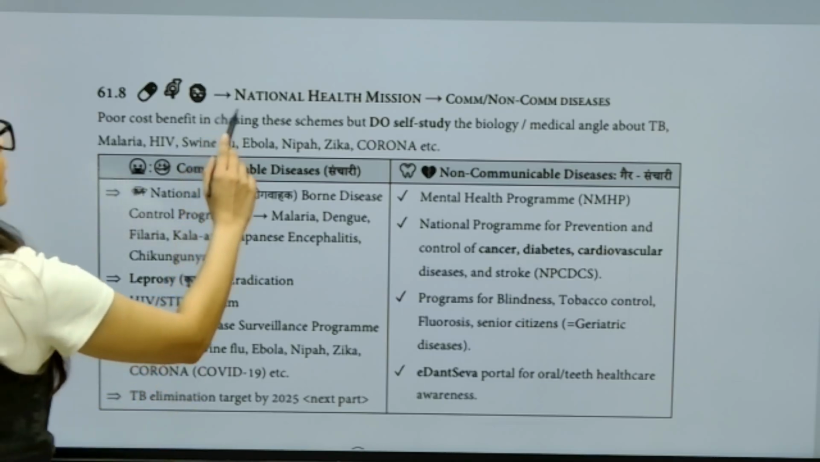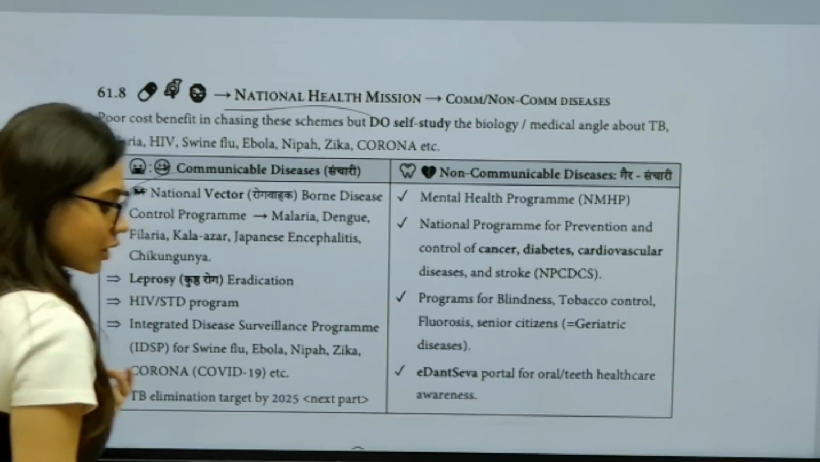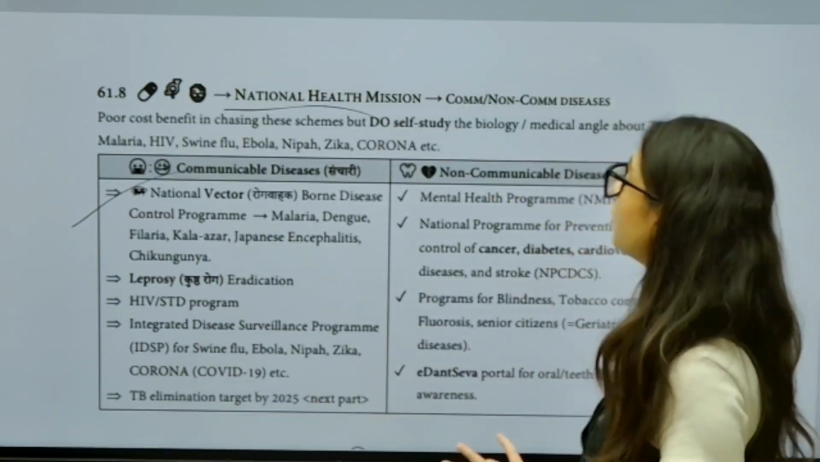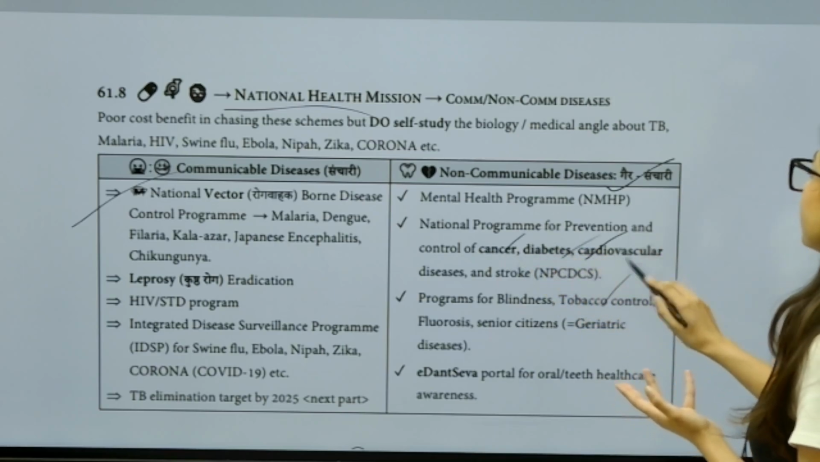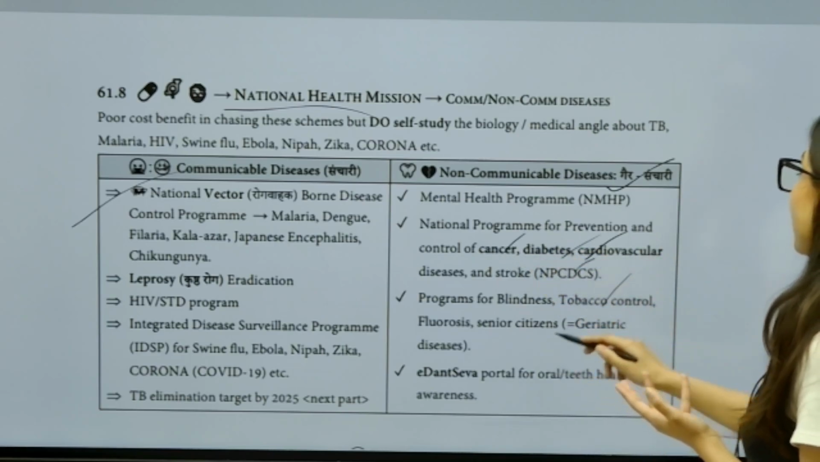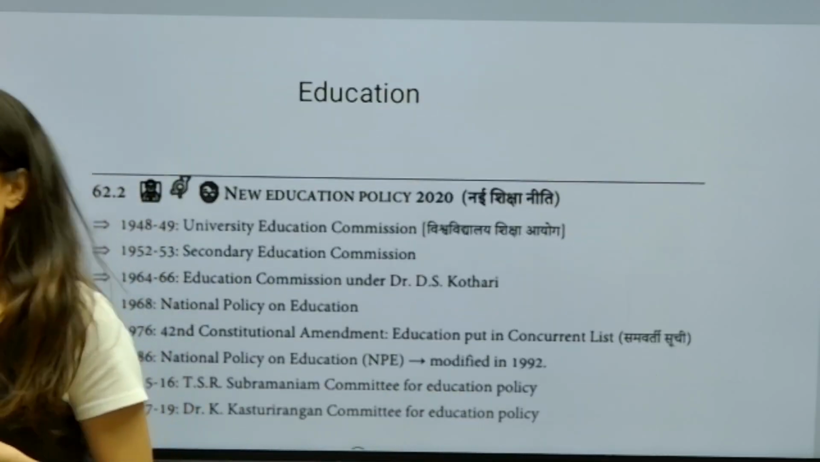Then comes the National Health Mission. There are two types of diseases: communicable and non-communicable. Communicable diseases can be spread from one person to another through physical contact. Non-communicable diseases cannot be communicated, like cancer, diabetes, cardiovascular diseases, blindness, tobacco, etc. So these are communicable and non-communicable diseases.